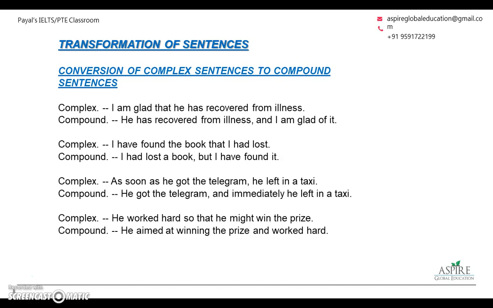As soon as he got the telegram, he left in a taxi. He got the telegram and immediately he left in a taxi. So, can you see in a compound we are using coordinating conjunctions like and, but, and in complex we are using linkers like as, although, unless, and if. So, therefore, it is not possible to break the sentences into parts because if you take the linker away, then probably the two clauses alone will not make complete sense.